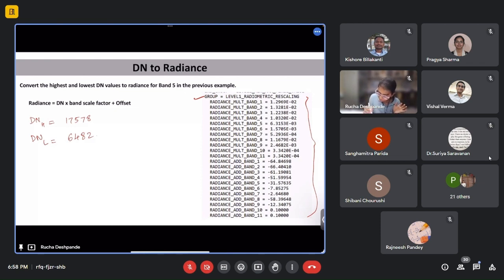So these are the radiance multiplicative factor and addition factor. For conversion from DN values to radiance, we need to have a band scale factor and an offset. We are working with band 5 currently. So I'll give you a couple of minutes. You can try doing this problem, and then I can show how it's done. You can make use of this data and try to solve this problem.